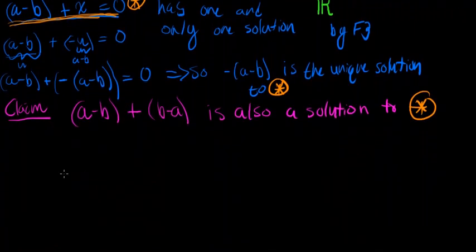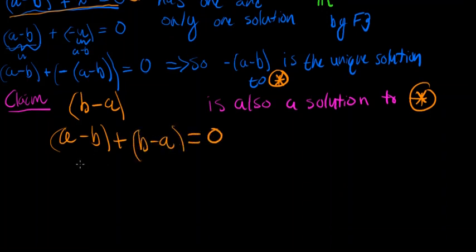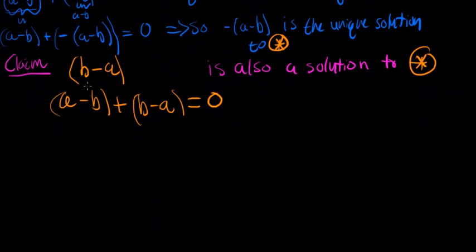So let's go about doing that. So a minus b plus b minus a is also a solution to star. Excuse me. I should have said the following. I made a little typo here. What I really meant to say is that b minus a is also a solution to star. That is to say, a minus b plus b minus a equals 0. Okay, that would be another way of saying that b minus a is a solution to star.